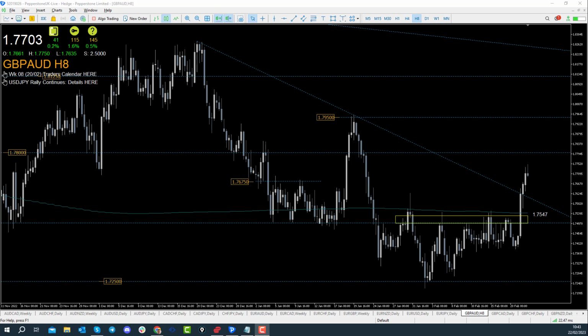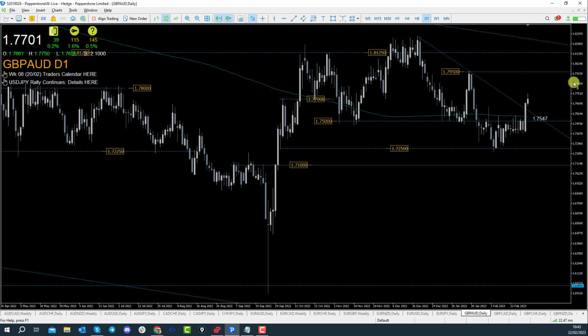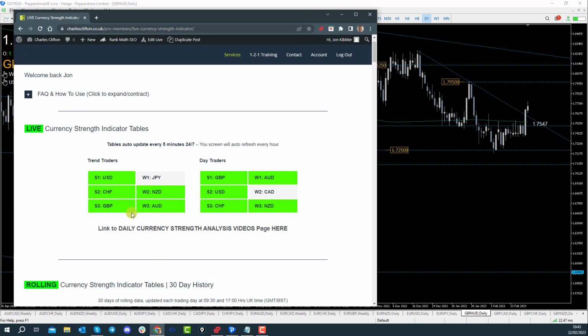Alternatively, you could look for a pattern to form. So if price was to come back down to the trend line resistance, use it as support and form a bit of a double bottom there, that could also signal a move to the upside. But both narratives suggest that we want to see a pullback first before looking for any long entries on Pound Aussie. But it does top our day traders and is featured on the trend traders table.